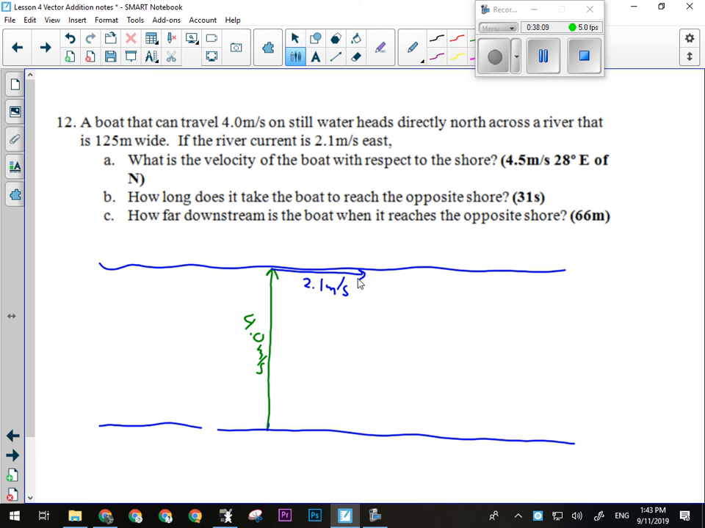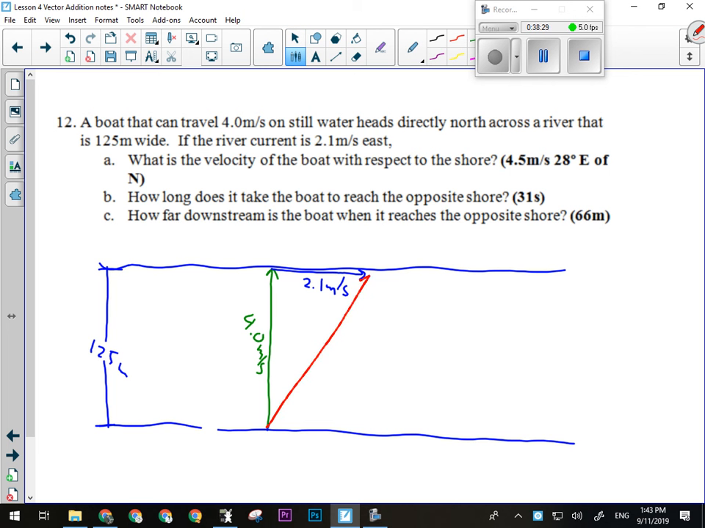And that the river is 125 meters wide. Like so. Okay? So the question wants a couple of things. First off, it wants the resultant velocity of the boat with respect to the shore. Actually, that's not the angle I put on here. The angle I put on is not the one that is with respect to the shore.